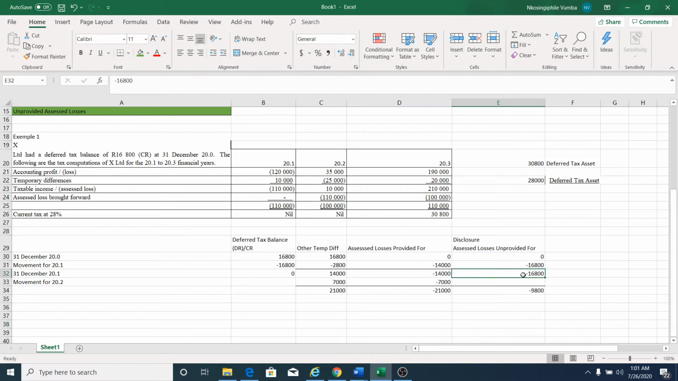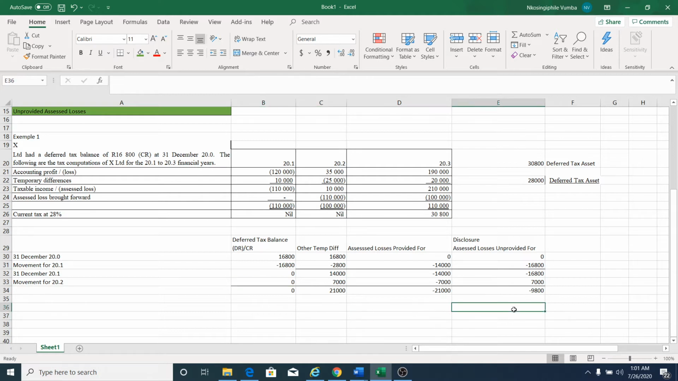Okay, obviously from here to here we've unprovided for 7,000. Now you need to know the signs. You need to know what they mean. We are moving from 16.8 to 9.8. It means our unprovided for has decreased by 7 to 9.8. Because unprovided for is negative, just know that. Okay, wonderful. And then this and this should give you 0. So it means we have no movement for 20.2.